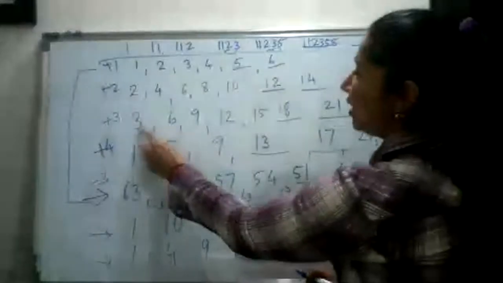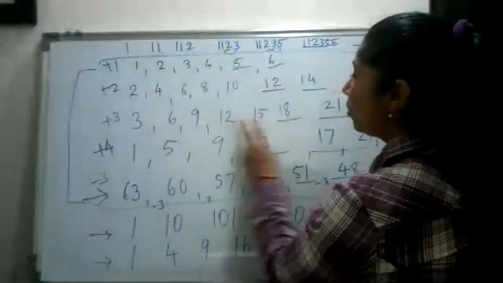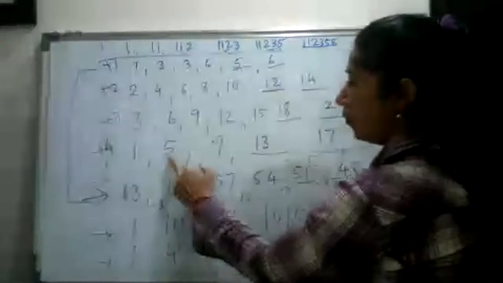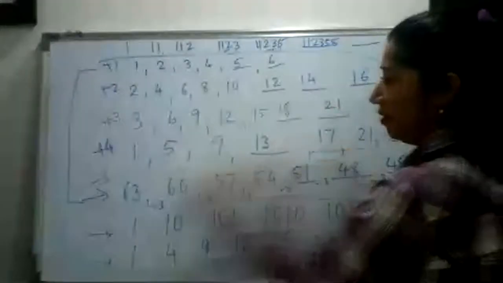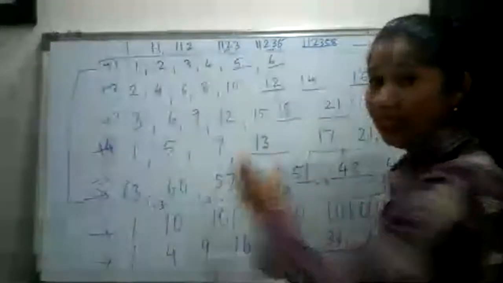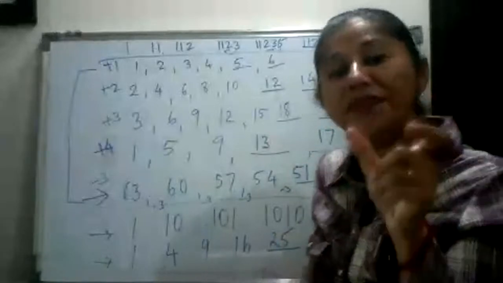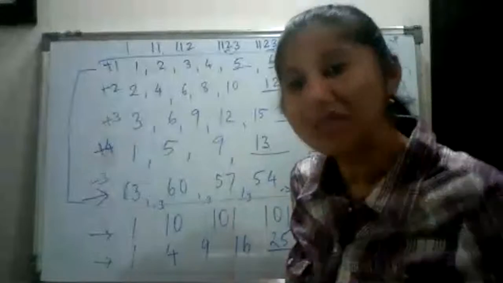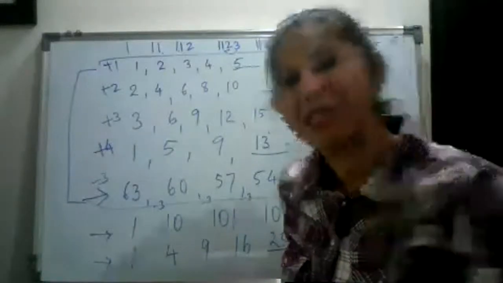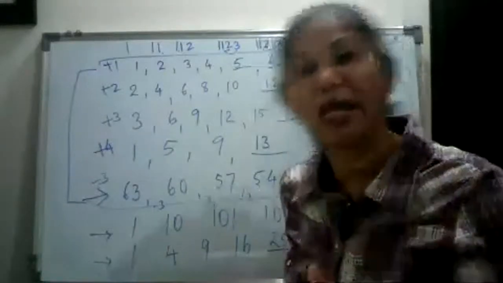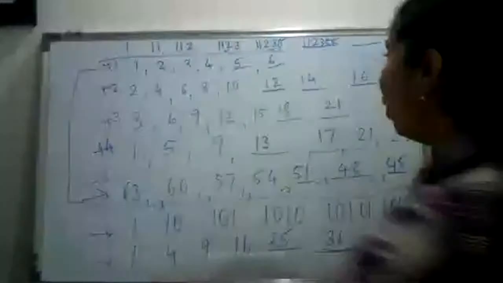Here you could see the difference between the two terms is the same, isn't it? Whereas it was negative, but still there was some difference, and the difference was common here. And this is what we are going to learn. This special type of pattern or sequence, we call an arithmetic progression.